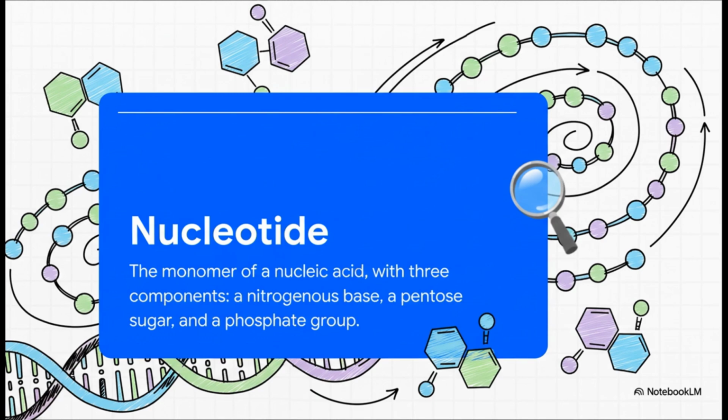It's got a sugar, a phosphate group, and then one of four nitrogenous bases. These are the famous letters of the genetic code: A, T, C, and G. These little nucleotides link up together in a long chain, creating a sugar-phosphate backbone, which gives the whole thing direction. And that directionality is absolutely critical.